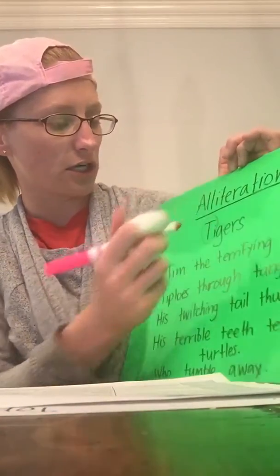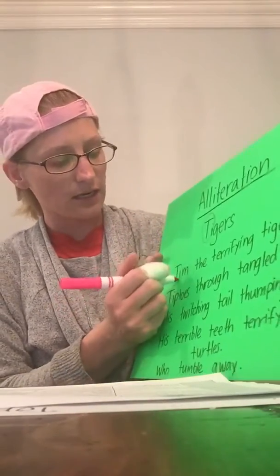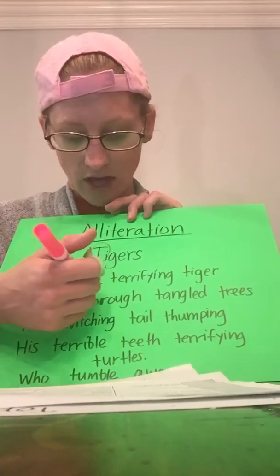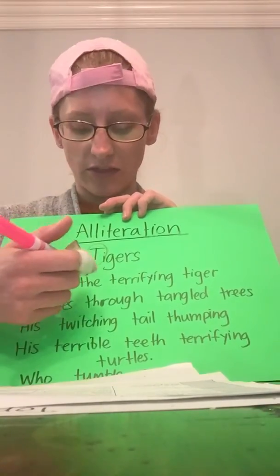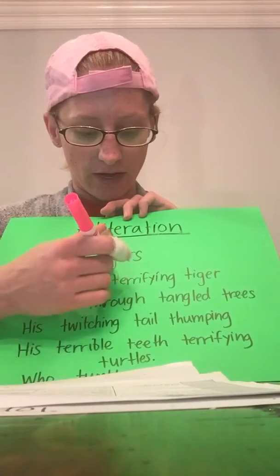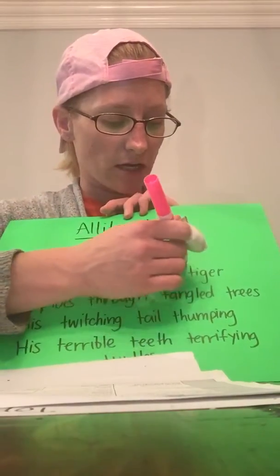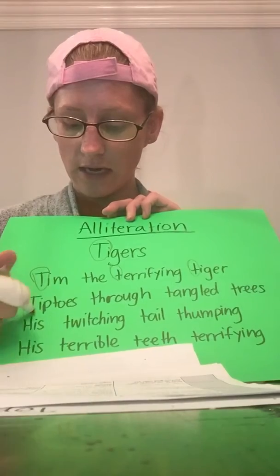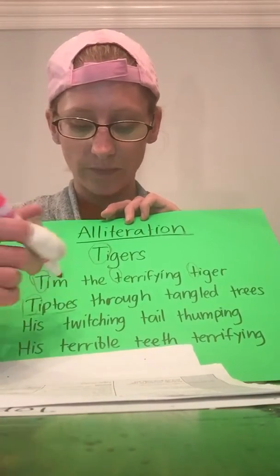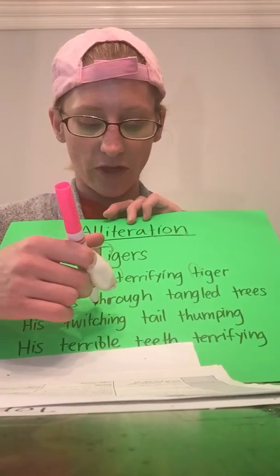So, tiger, Tim. The doesn't say t, it just says th. So we are only looking for the t sound. Terrifying, tiger, tiptoe. Oh, that's a compound word. Tiptoes. Through, that's not t.